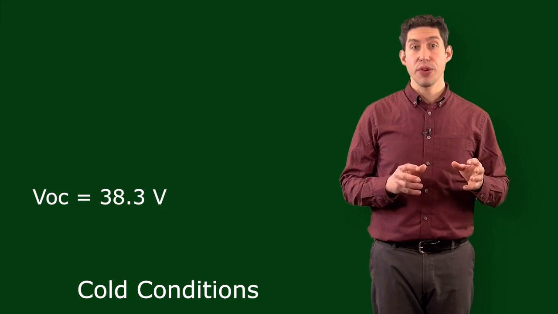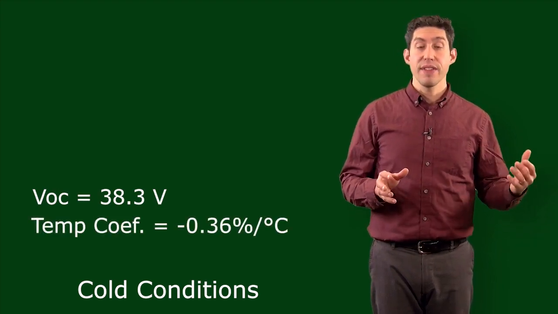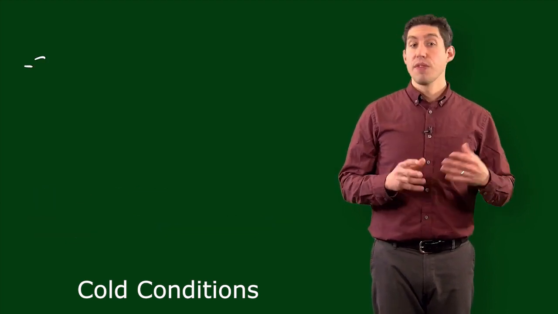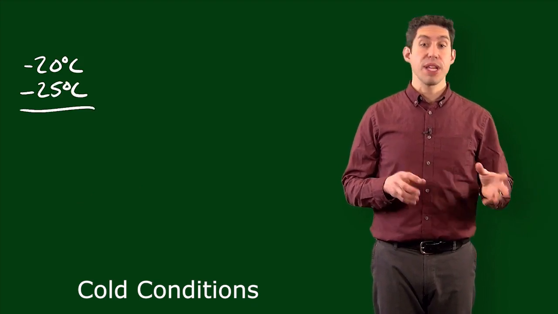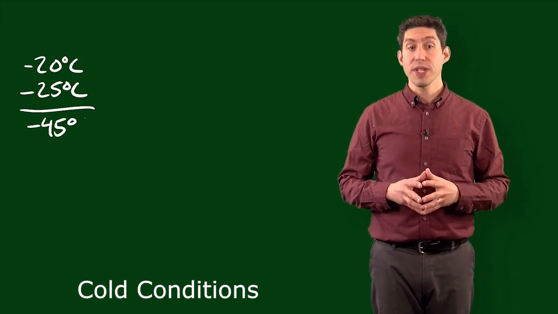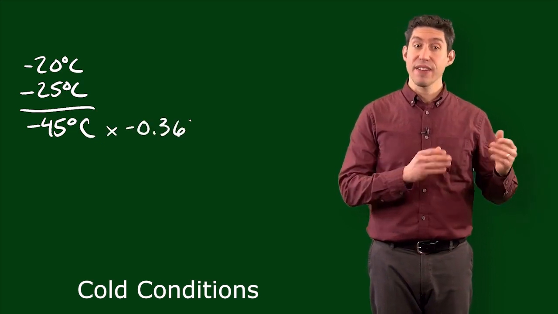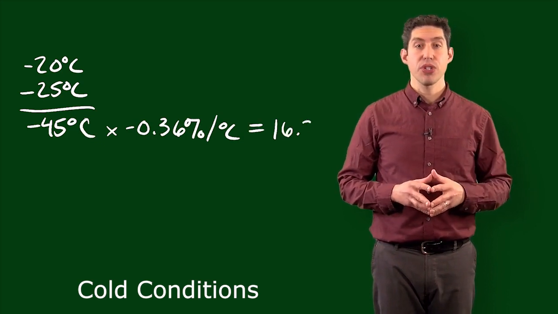We can take an example under cold conditions where a module has an open circuit voltage of 38.3 volts and a temperature coefficient of negative 0.36% per degree Celsius. First, we're going to subtract the STC 25 degrees Celsius from the temperature of interest, which is negative 20 degrees Celsius. We then multiply that value by negative 0.36% and we get positive 16.2%.